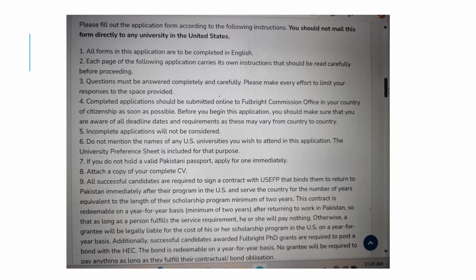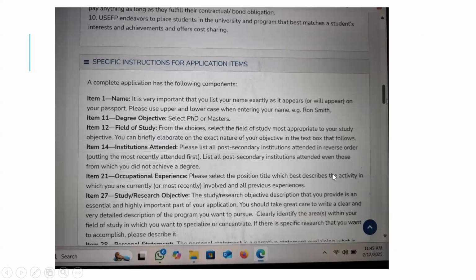So if you are going for your master's, then you sign a contract with USEFP. If you are going for a PhD program, then in addition to signing a contract with USEFP, you also need to sign a bond with HEC stating that you will return to Pakistan for a specific number of years.